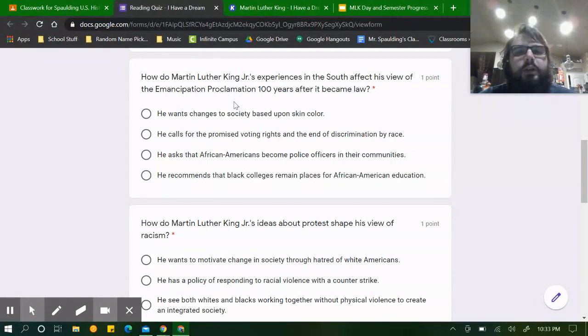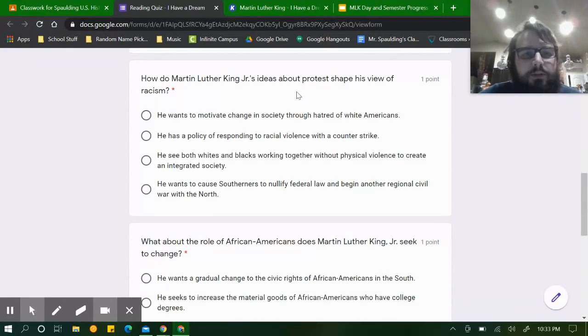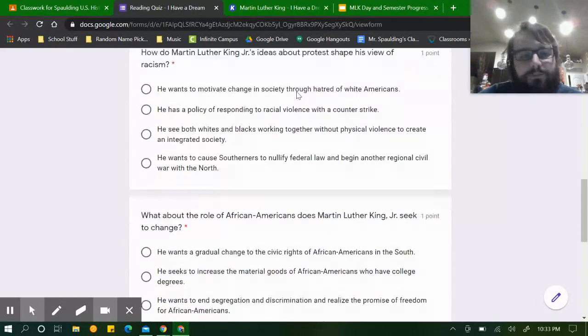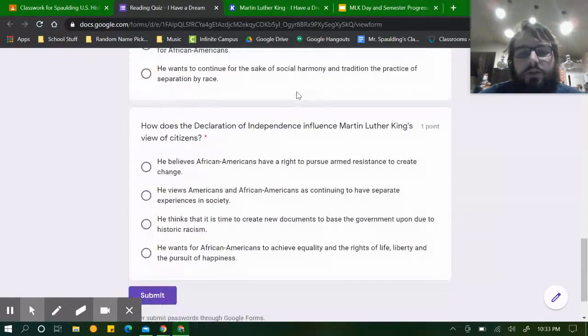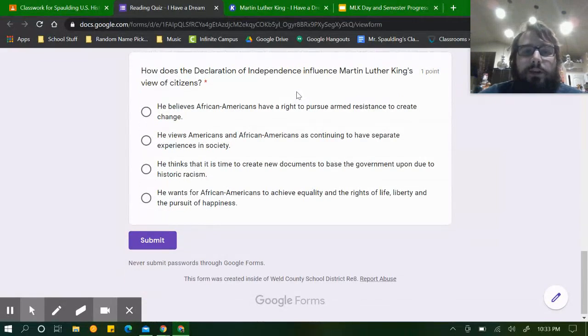First one, how do Martin Luther King Jr.'s experiences in the South affect his view of the Emancipation Proclamation 100 years after it became law? Probably will have to use the text. These are not exactly the easiest questions ever written. Number 2, how do Martin Luther King Jr.'s ideas about protest shape his view of racism? 3, what about the role of African Americans does Martin Luther King Jr. seek to change? And 4, how does the Declaration of Independence influence Martin Luther King Jr.'s view of citizens?